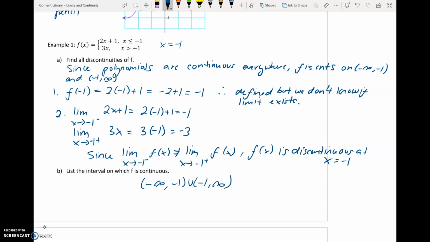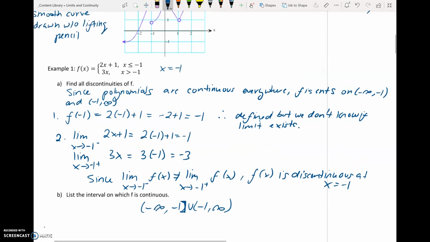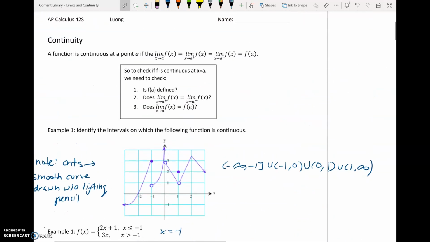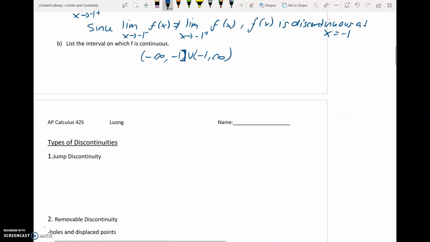And be careful, we need to take a look that we have to include negative 1 for 2x plus 1. So that's going to be over here. Make sure you have a closed bracket for that. So I would star this because you're going to use this for this entire section of continuity.